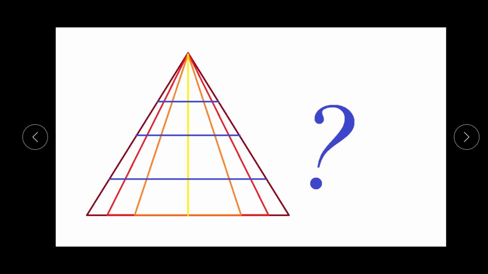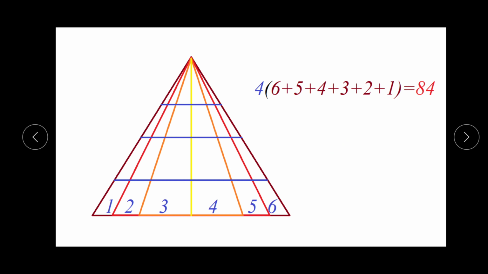We will multiply by 1, 2, 3 and 4. It means this time we will multiply 21 by 4. So 4 multiplied by 21 is equal to 84 triangles.